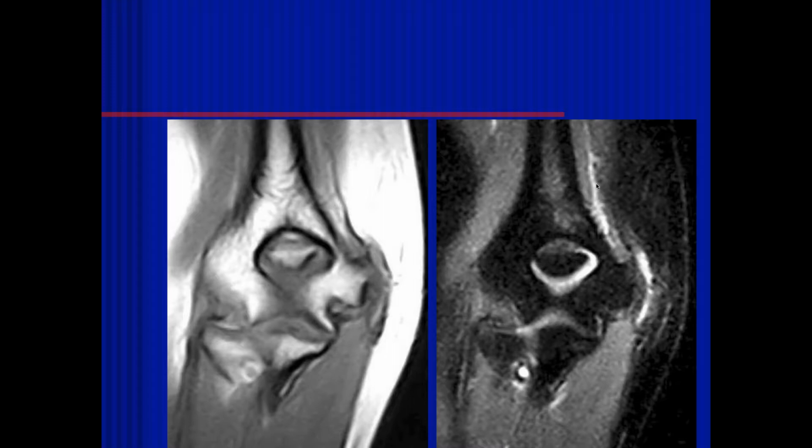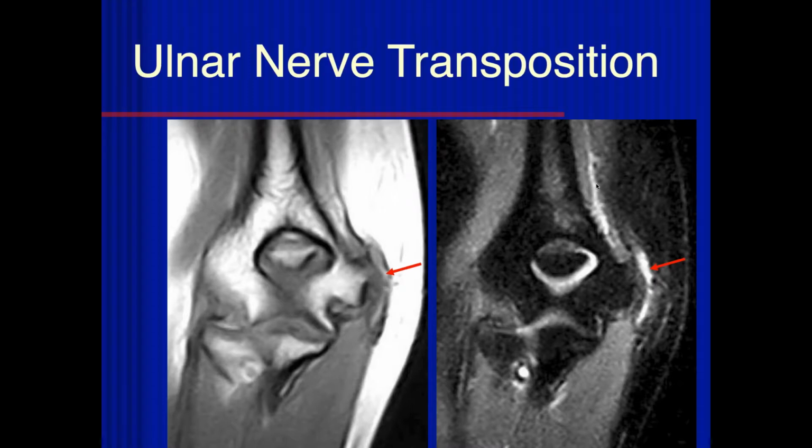Okay, so I assume that's the ulnar nerve we're looking at, that linear bright structure on the STIR. And if that is the ulnar nerve, it's subluxed out of the cubital tunnel at that position. It's kind of too medial. Okay. Actually, this is anterior too. Yeah. This was another condition.